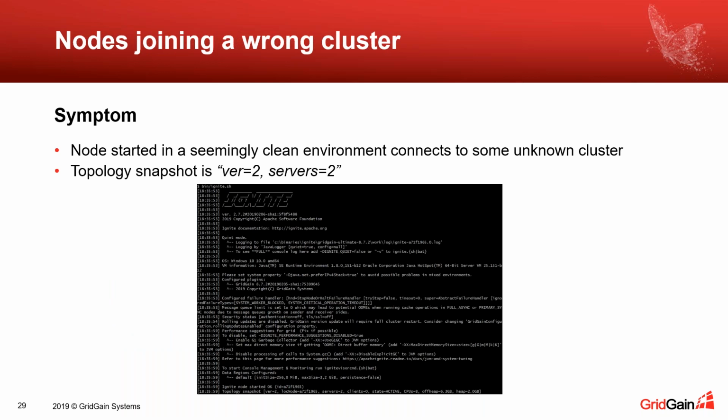So a different kind of issue, like an opposite one. You have just started a single server, say on your development laptop, and the first topology snapshot that you see is not version 1, it's version 2, and it shows two servers, or maybe it even shows more. But you know for sure that you have only started one. It means that you have connected to some unknown cluster. But how could it happen?